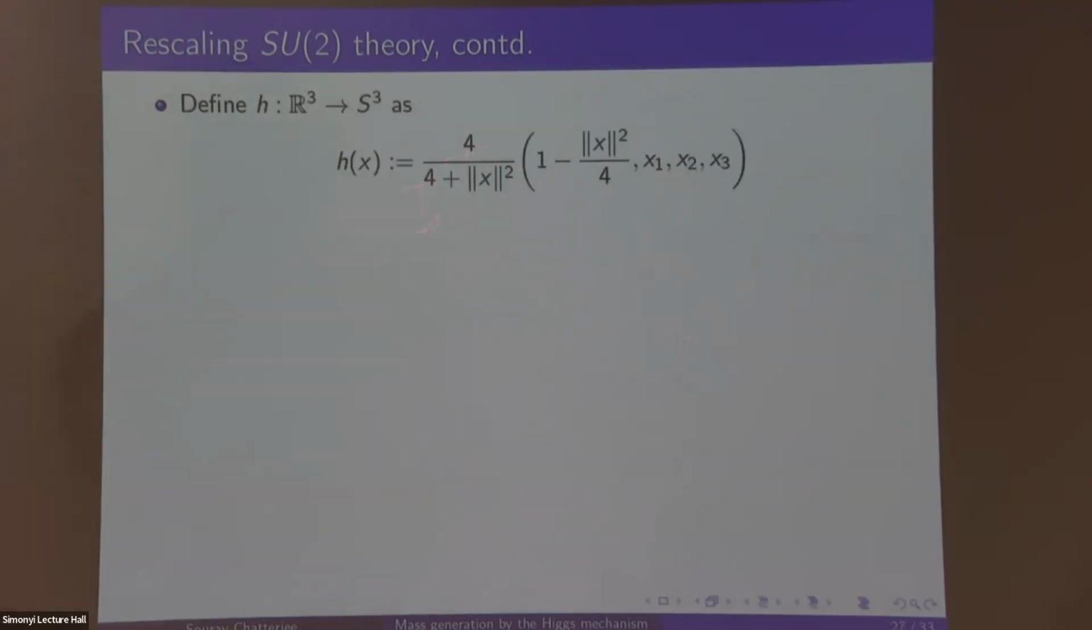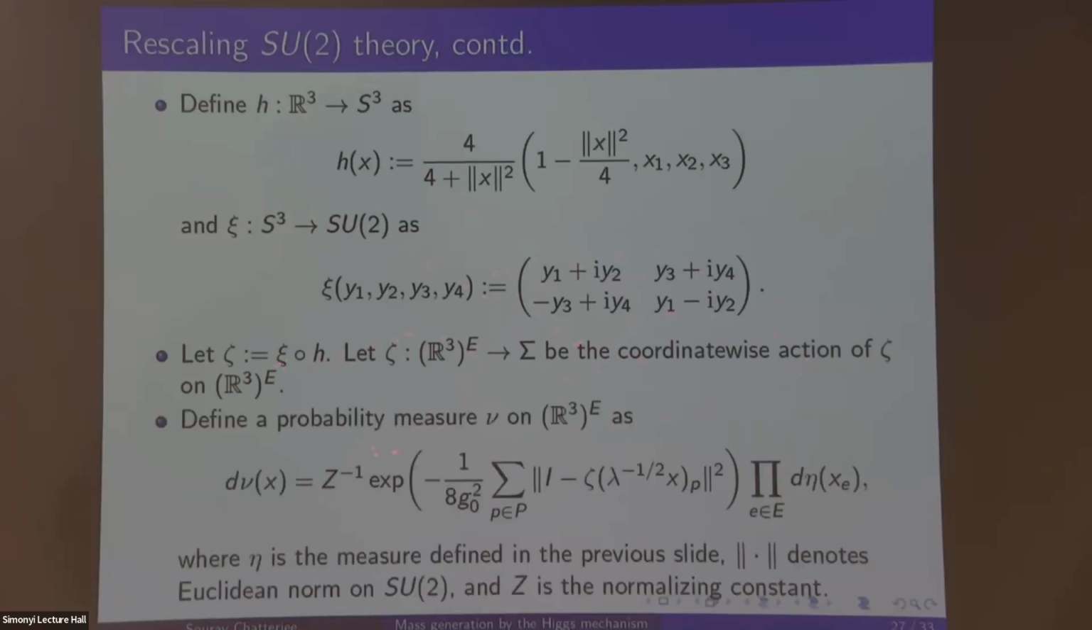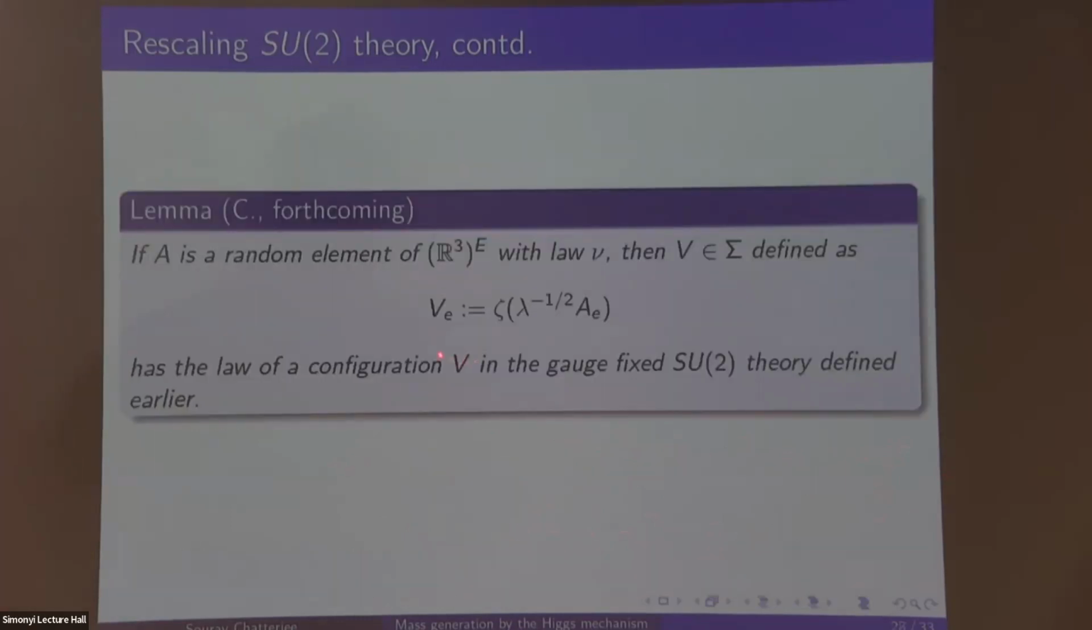So you can think of this eta as a small perturbation of the standard Gaussian measure on R3. And then, sorry, I'm going through this a little quickly. Then you define a transformation from R3 to S3 as follows. And from S3 to SU2 as this, and then you take a composition of these two things, and then you can show that if you start with this probability measure, so you define a probability measure nu. Again, sorry, you don't have to follow this. So what it comes to is this.